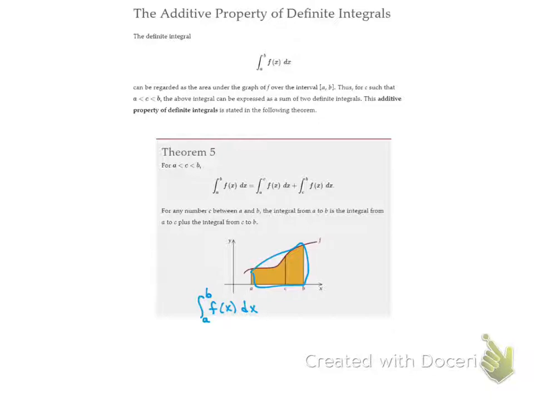But now instead, let's split this up. I want to first find the area from a to c. So that would be the integral from a to c of the function f. And then I also next want to find the area from c to b. So that would be the integral from c to b of the function f.